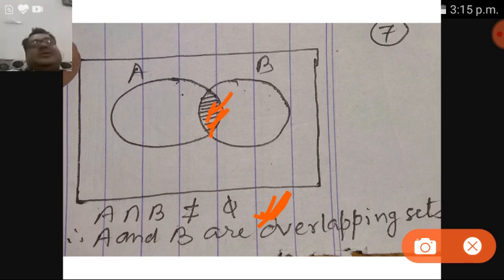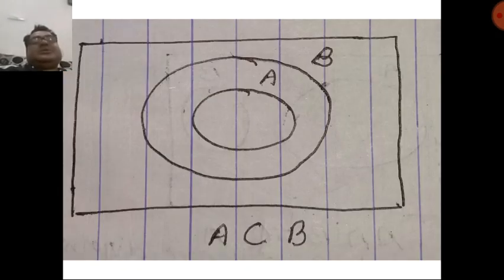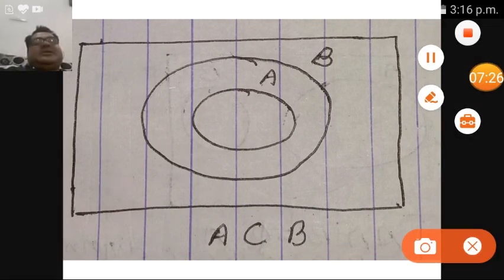then A and B are not empty sets. This common region, the shaded common region, is representing the common elements of A and B. So if A intersection B is not equal to phi, that is, not equal to an empty set, then A and B are called what? Overlapping sets.